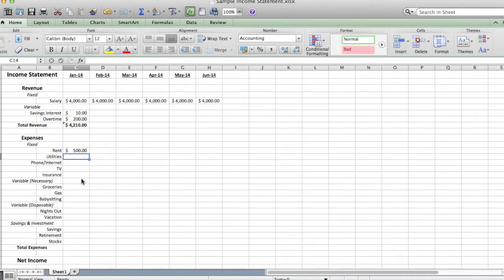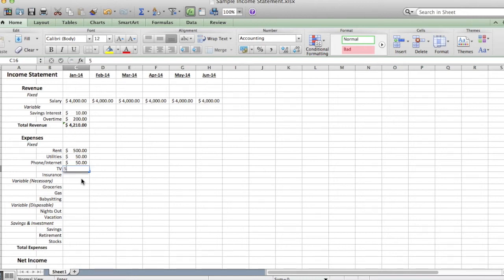Same thing is generally true for utilities. I know that for many people utilities might change, but for others they might not. They're pretty fixed. So we're going to put them in fixed for now with the understanding that you can move these around on your list depending on how this works for you. So let's say $50 a month for utilities, another $50 for phone and internet. Again, that assumes you don't have overage, but we're making some assumptions here.